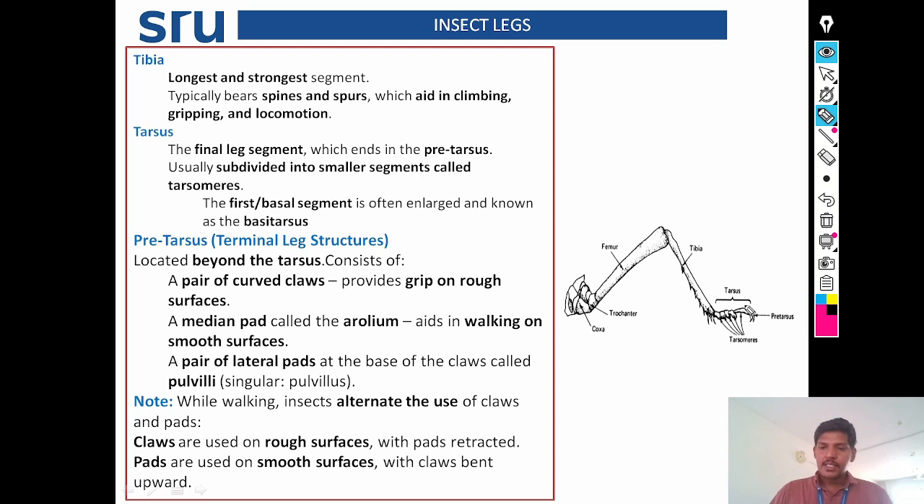So next part is tarsus. This is the tarsus region made up of tarsomeres. The final leg segment is the tarsus, which ends in pretarsus. Tarsus is usually divided into smaller segments. See here, 1, 2, 3, 4, 5. These subdivided segments are known as tarsomeres.